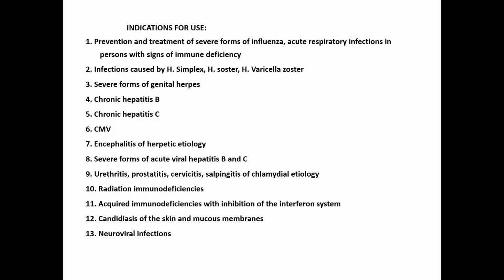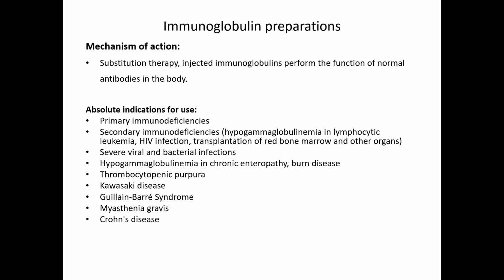Solcourovac. The composition includes inactivated Escherichia coli, Proteus, Klebsiella, Streptococcus. Indications for use: treatment of chronic and recurrent urogenital infections caused by microorganisms that are part of Solcourovac.